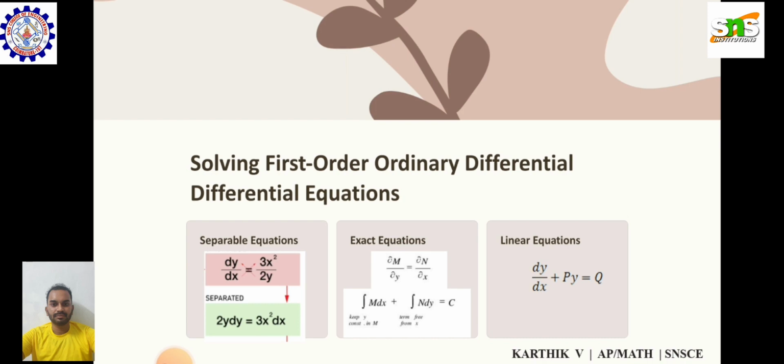Exact equations. Exact equations are a specific type of ODE that can be solved using a technique called the method of exact equations. The equation typically takes the form M of x comma y dx plus N of x comma y dy equal to 0, where M and N are functions of both x and y, that is dou M by dou y equal to dou N by dou x. The solution is integral M dx plus integral N dy equal to some constant c. Linear equations: dy by dx plus Py equal to Q, where P is constant, Q is constant or a function of x.